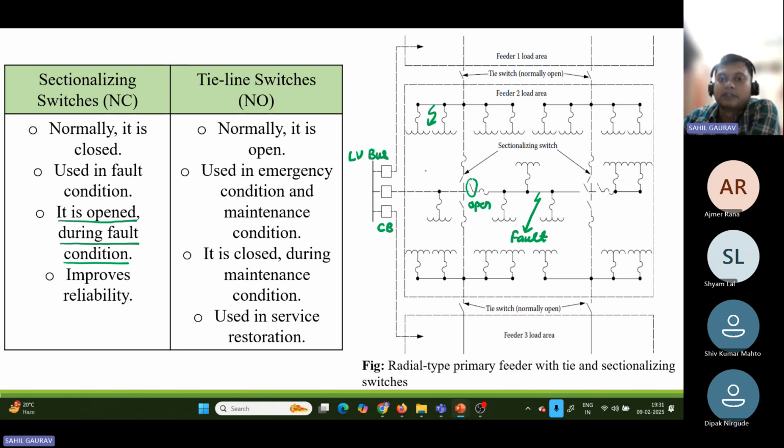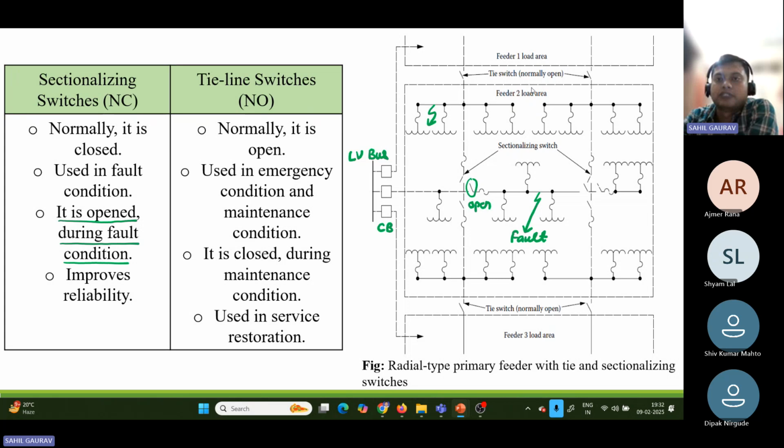Suppose feeder two, the feeder two load area, has maintenance going on, or there is some problem in feeder two. What you can do is, by closing this tie line switch, you can take the power from feeder one. In that way, we can use the tie line switch in emergency or maintenance conditions. So it is closed during maintenance condition and used for service restoration.